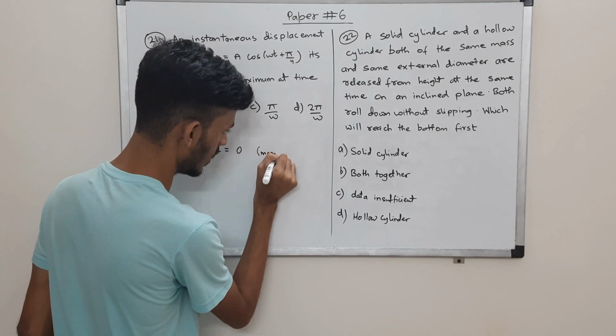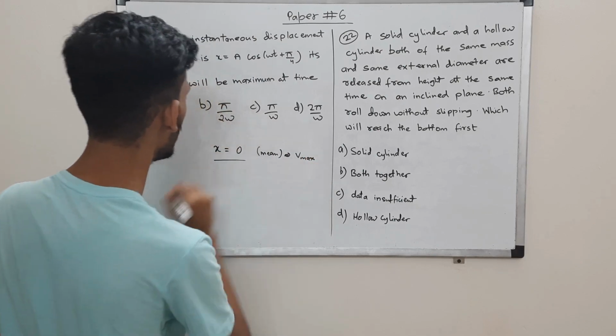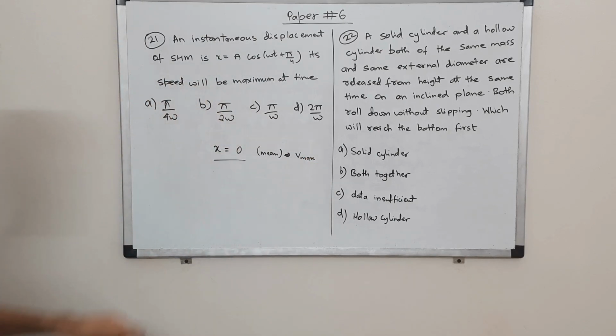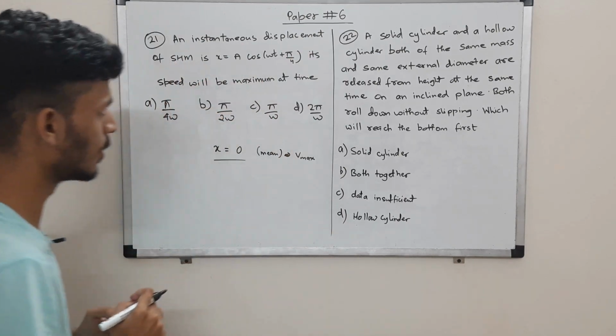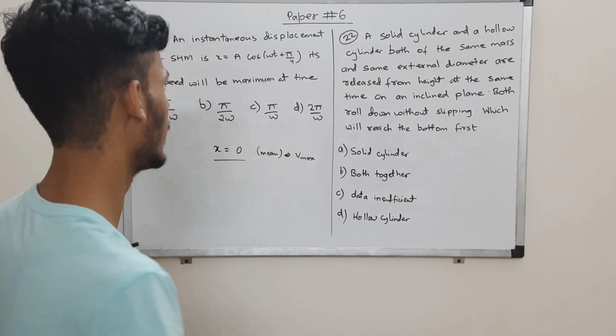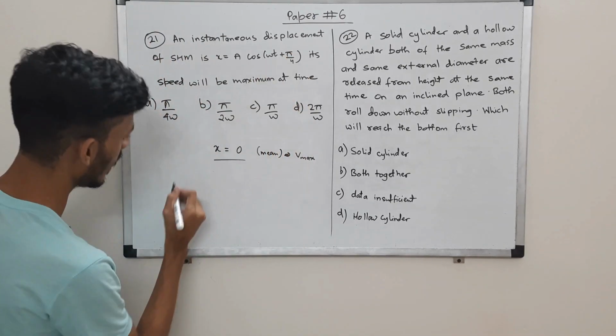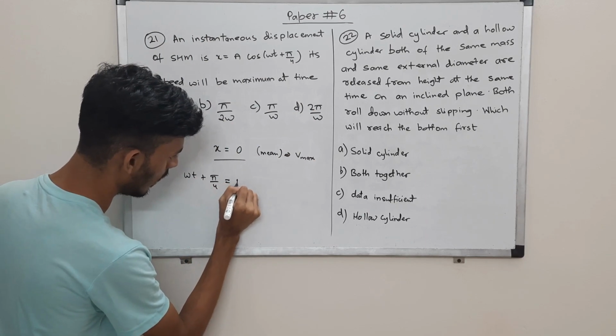This is the mean position, right? At mean position the velocity is maximum, so you are just supposed to make x equal to 0. Okay, a is constant, it cannot be 0. Here this term can become 0, right? Cos of something can become 0. Cos of what can become 0? 90, right? So yes, you have to make this angle equal to 90. Omega t plus pi by 4 equals 90.